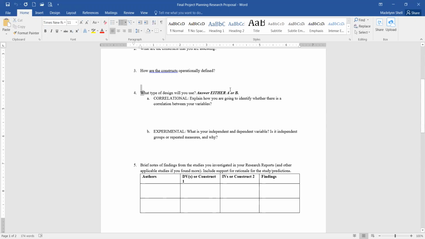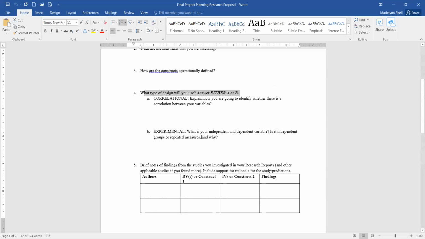For question 4 here, you need to identify whether you're proposing a correlational study, where you're measuring 2 variables without changing them, you're just assessing the relationship between them, or if you're doing an experimental study in which you're manipulating one variable and testing how it affects the other. If it's a correlational study, you need to explain how you'll know if there's a relationship between your variables. So this is basically your methods.